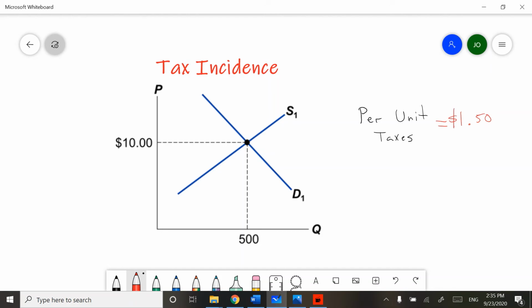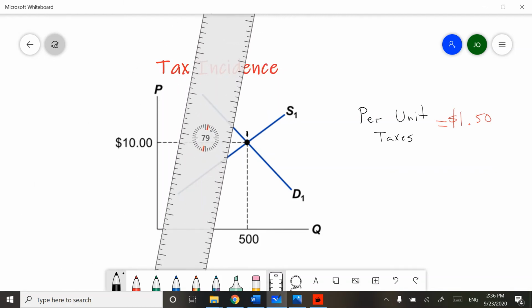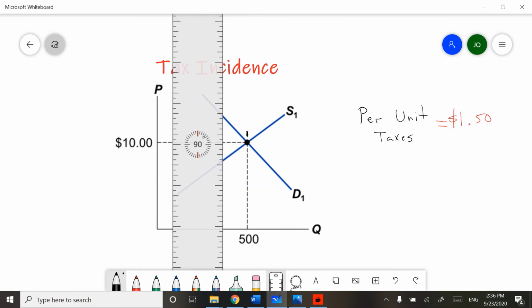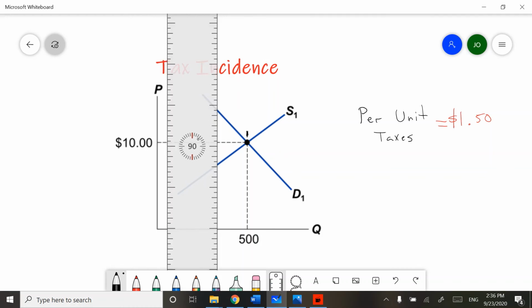Assume that there is a tax of $1.50 instituted into this market. Now, it doesn't really matter who the tax is implemented on. We know that both the supplier and the consumers are going to have to pay a portion of it. So, what we simply do is figure out an opening or a wedge between supply and demand that measures $1.50.